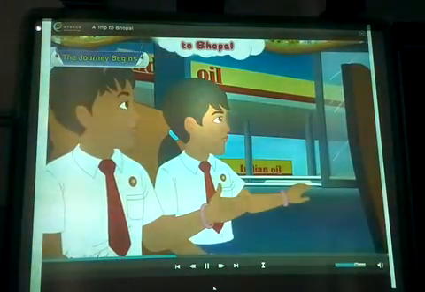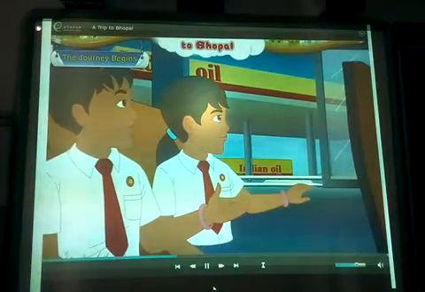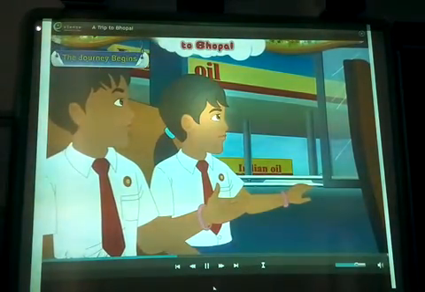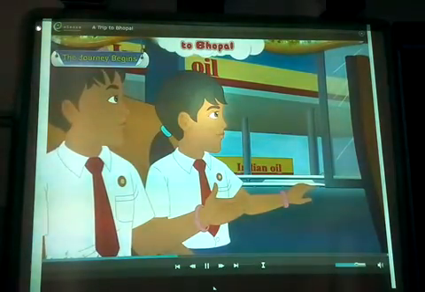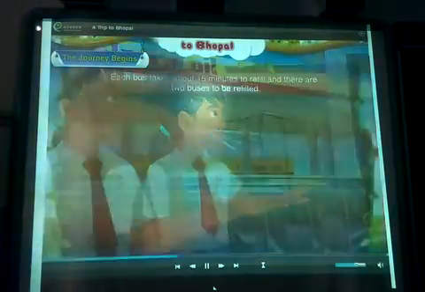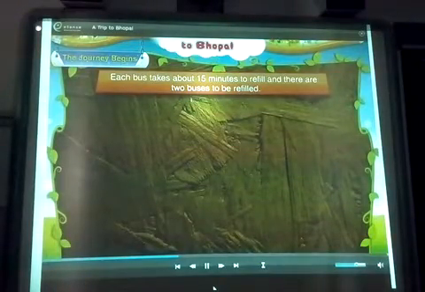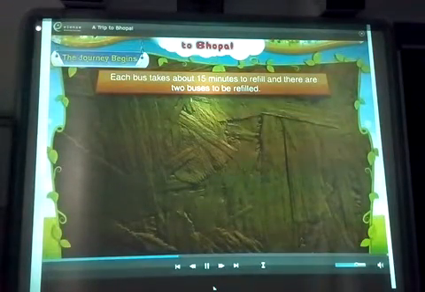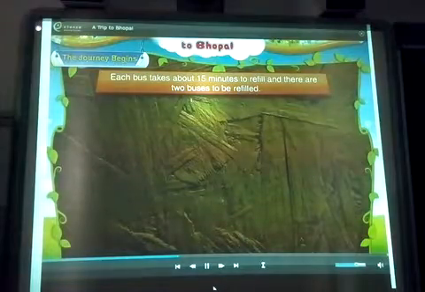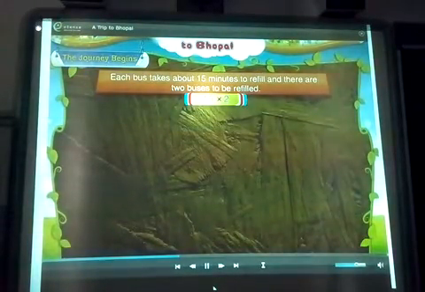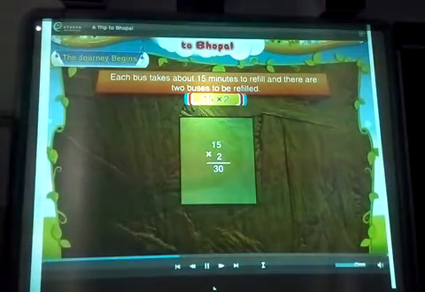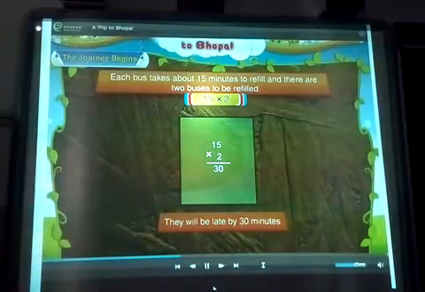Children are sticking their necks out to see how diesel is filled in the bus. Some children have got down to look more closely. Each bus takes about 15 minutes to refill, and there are 2 buses to be refilled. So, they stop there for about 15 into 2 equal to 30 minutes, which means they are late by about 30 minutes.